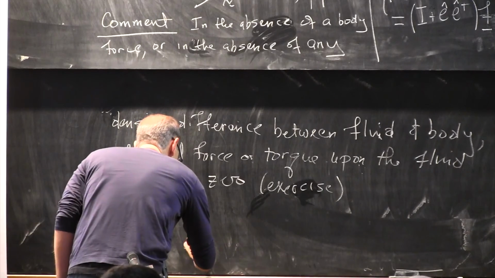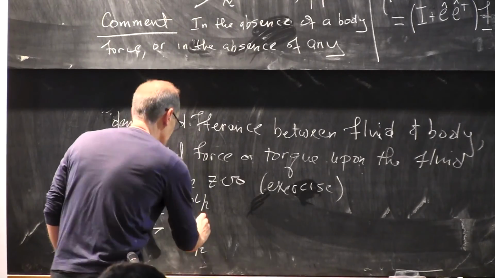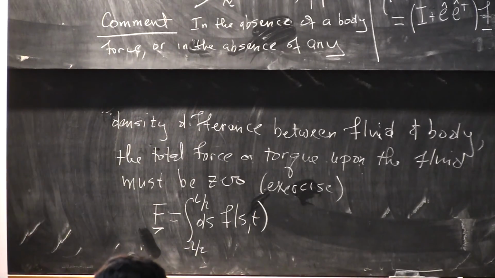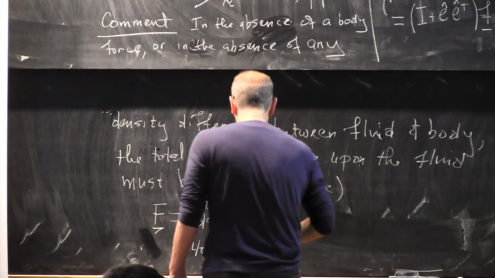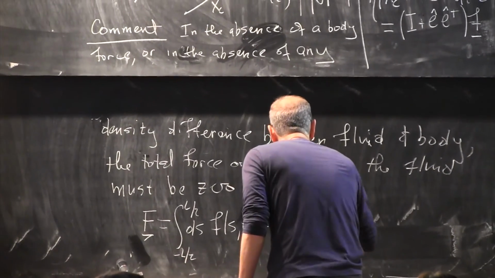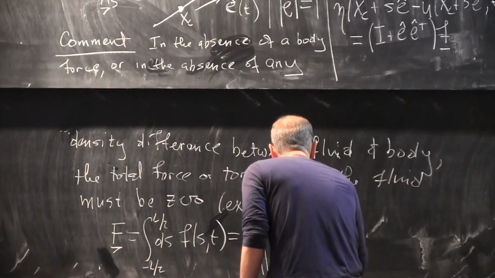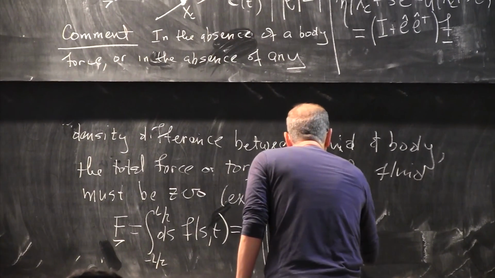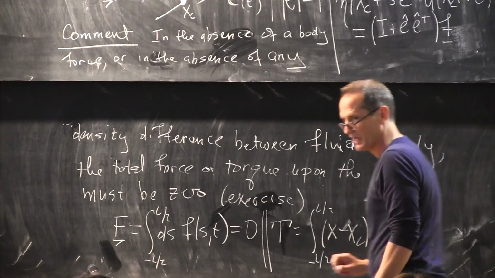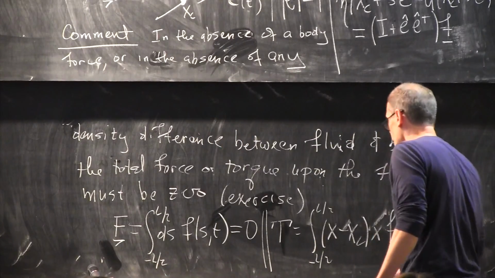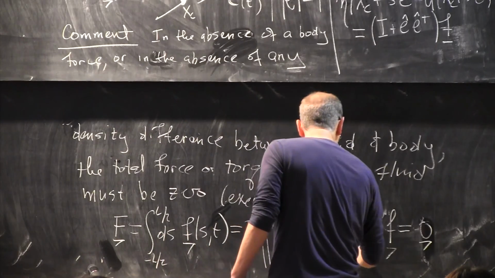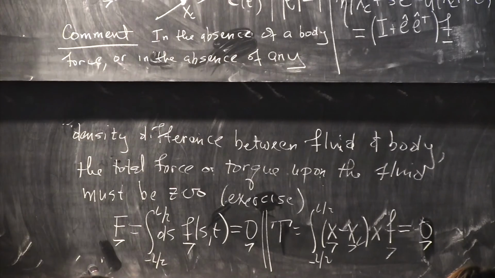In this slender body case, it is the integral with respect to arc length of F of S and T. Okay? And this has to be 0. That's a constraint. That's one constraint. The second constraint is that the torque, the integral from minus L over 2 to L over 2 of x minus xc cross F, has to be 0. I try to be religious about making sure things are vectors.